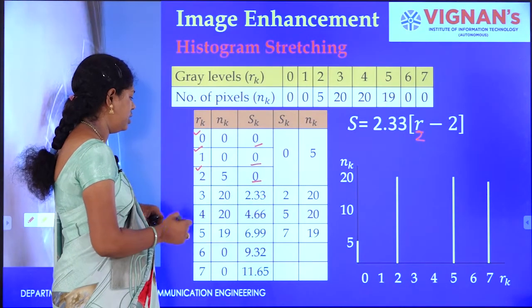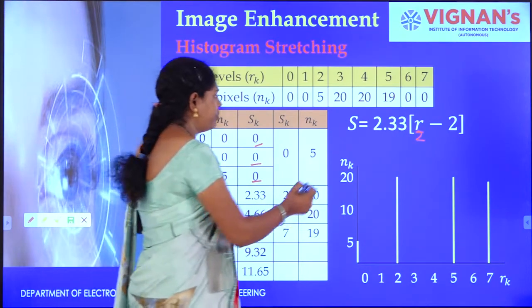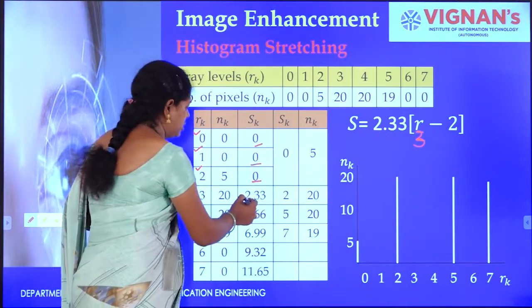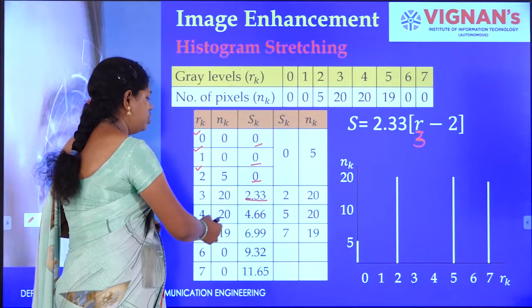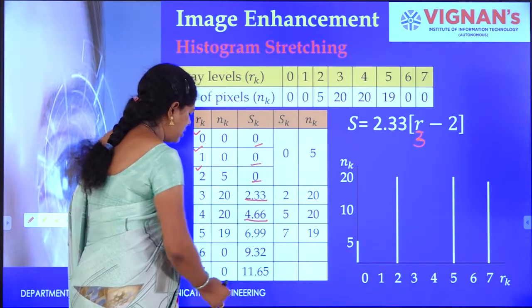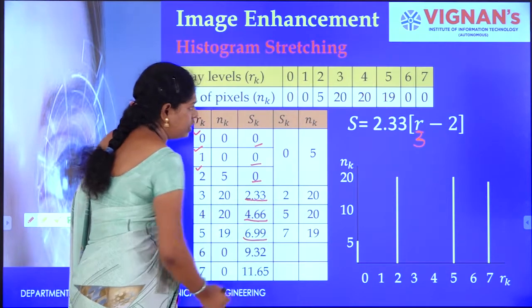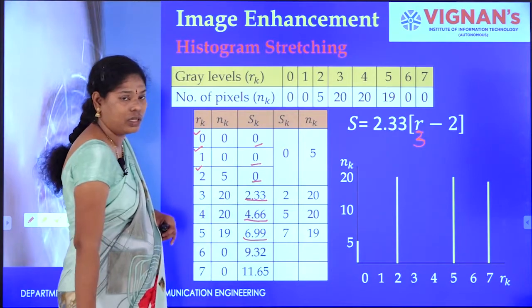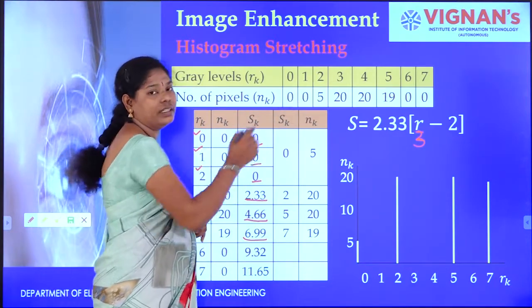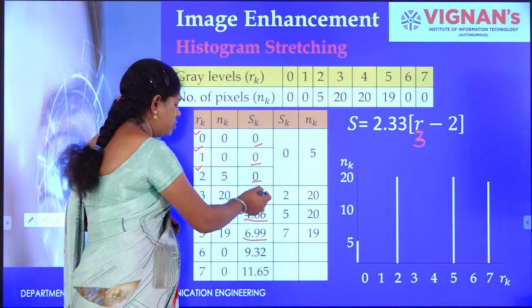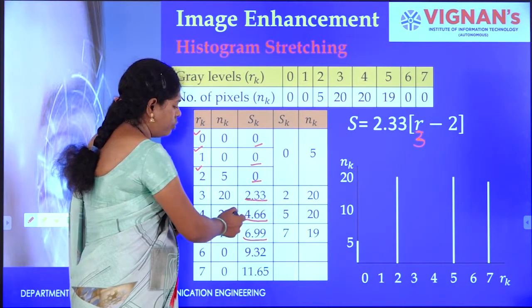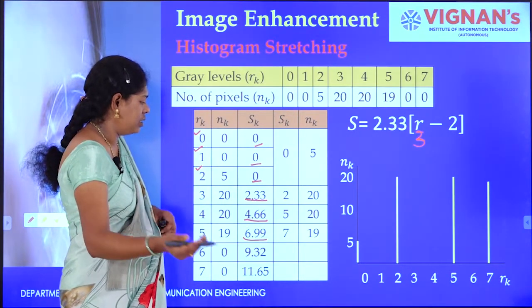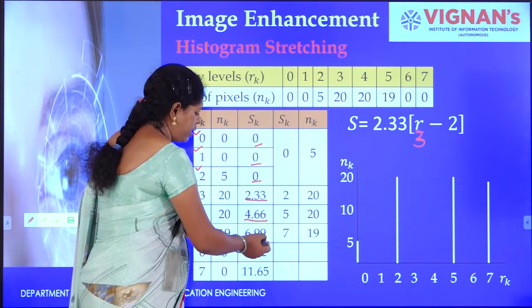The next thing is if you are substituting 3: 3 minus 2 is 1, into 2.33, that is 2.33. Similarly for 4, 2.33 into 2 is 4.66, and for 5, 2.33 into 3 is 6.99. Like that we can calculate these Sk values. But here the intensity should be an integer. So, we are rounding off these values: 2.33 as 2 and 4.66, being greater than 0.5, we consider the next integer, that is 5, and 6.99 as 7.